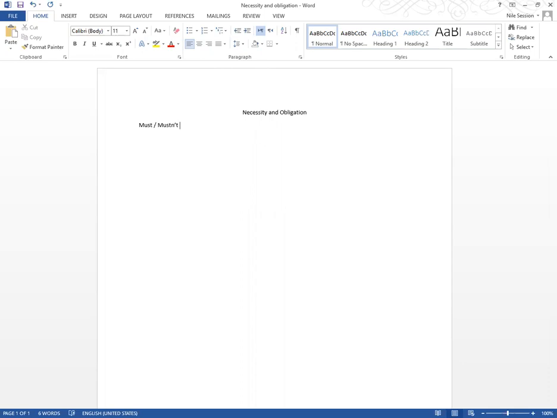Must and mustn't, if you want to use must and mustn't, they should be followed by infinitive because must and mustn't are modal verbs. If you want to use any modal verb, they should be followed by infinitive. When I say drivers must follow traffic rules.